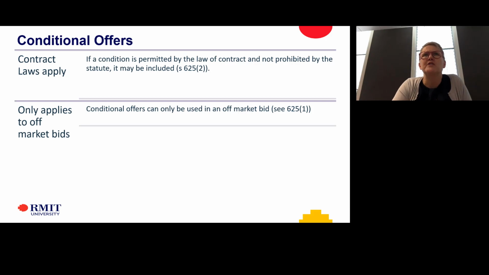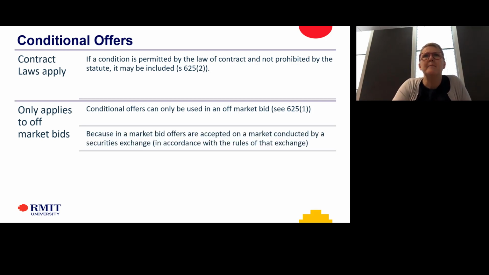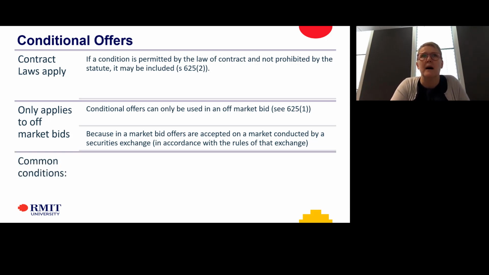Clearly, conditional offers only apply to off-market bids, because in a market bid offers are accepted on market, conducted in accordance with the Securities Exchange rules. It just wouldn't be feasible to have a conditional on-market offer.